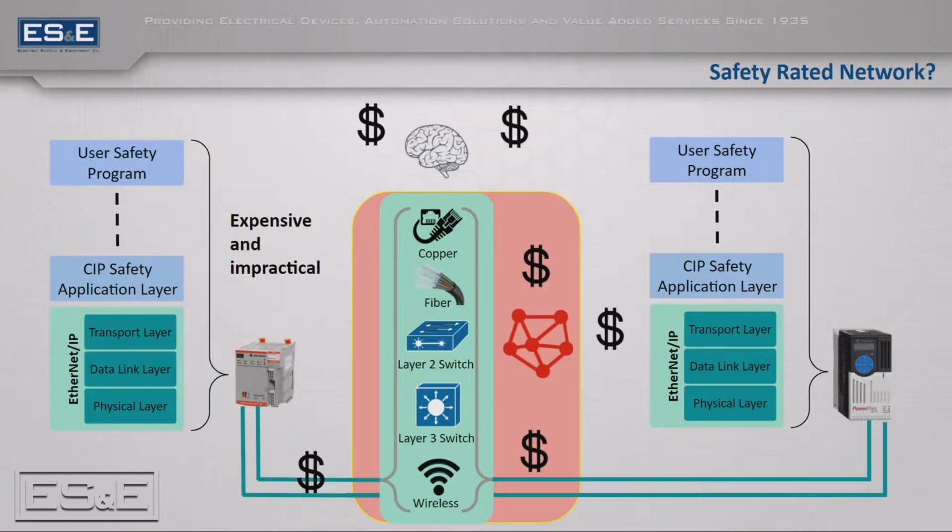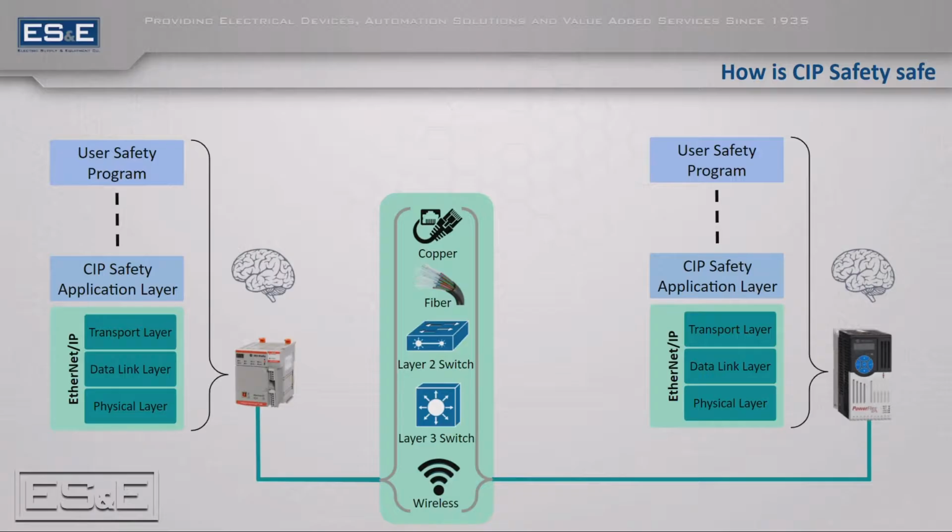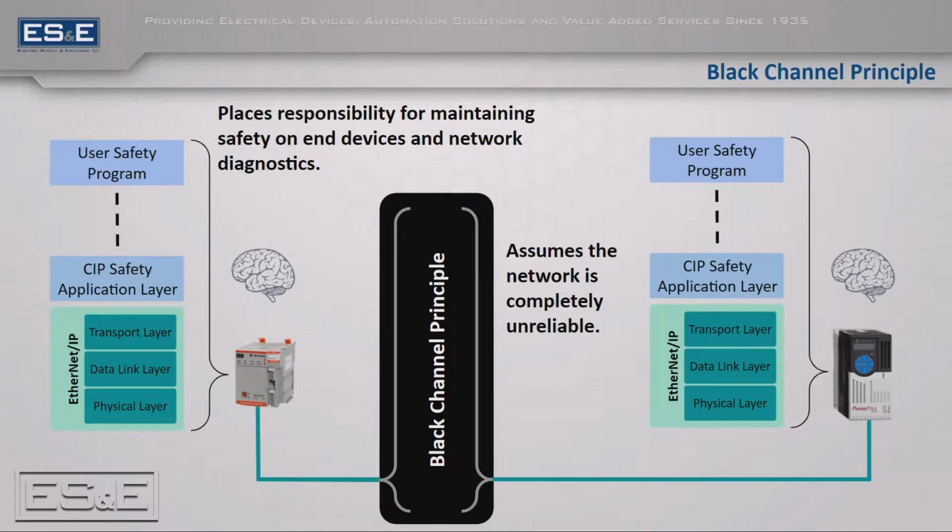So what ODVA does is they distribute that intelligence, that diagnostics, to the end devices themselves. And they utilize something called the black channel principle. What this does is it assumes that the network, everything between the end devices, is completely unreliable. And it places all the responsibility for maintaining the integrity of the safety functions on the end devices themselves.